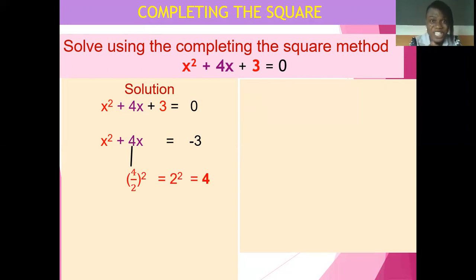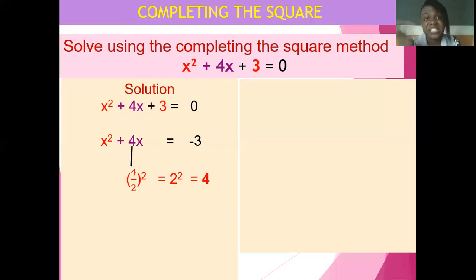Get the coefficient of x, which is 4 in our case, bring it down, divide it by 2 and then square it. So in this case, 4 divided by 2 is 2, and if we square 2, we're going to get 4. So 4 is our magic number. I put it in bold for you to see it. 4 is our magic number.